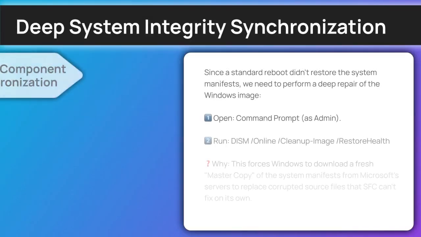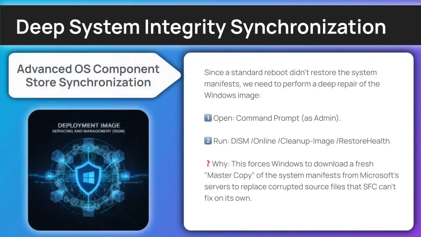If the previous steps didn't work, there's one more action we can take to stabilize the environment. Please pause the video if you need to back up your data before we proceed. Since a standard reboot didn't restore the system manifests, we need to perform a deep repair of the Windows image. First, open command prompt as admin. Second, you're going to type DISM /online /cleanup-image /restorehealth, then hit enter. Why are we doing this? Well, this forces Windows to download a fresh master copy of the system manifests from Microsoft servers to replace corrupted source files that SFC can't fix on its own.